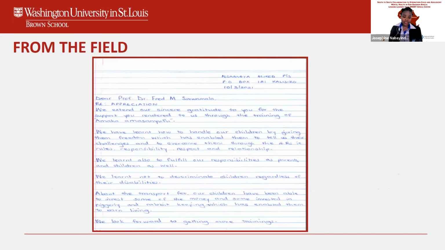Of course, the letter that is displayed is a letter from one of our schools that was sent to Dr. Ssewamala, appreciating him for the great work that has been done through the intervention. And like you read, people are still yearning for more interventions of the same kind because of the positive impacts that have been brought to the community of our country, Uganda.